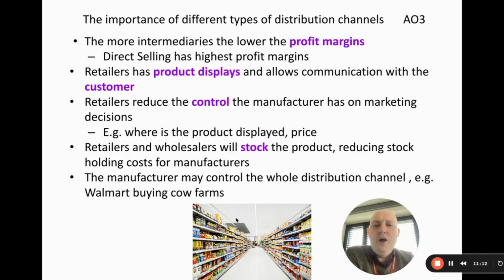And then retailers and wholesalers will stock your product, which reduces stock holding costs. And they'll also control the whole distribution channel for you. And so if you sell via a supermarket or a wholesaler, then they'll look after those things for you. Now, one thing the manufacturers can do is they can actually control the whole distribution channel. So Walmart is a supermarket. In theory, they could buy a cow farm, and therefore they have guaranteed access to beef throughout their supermarkets.